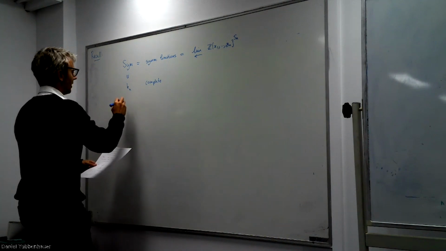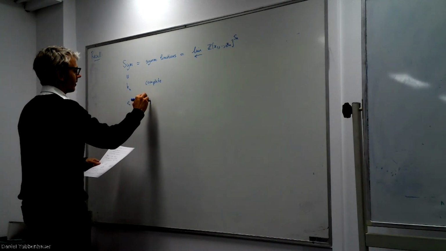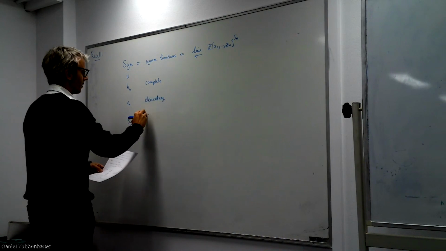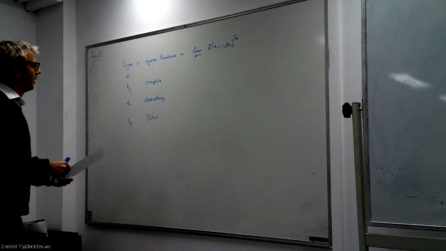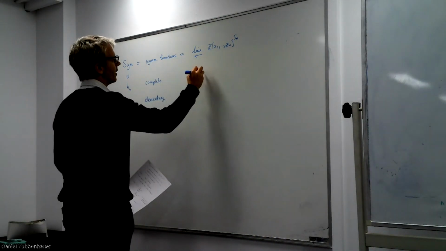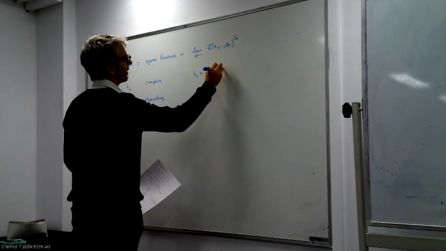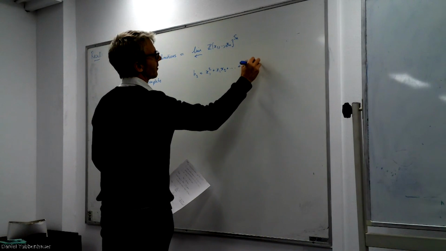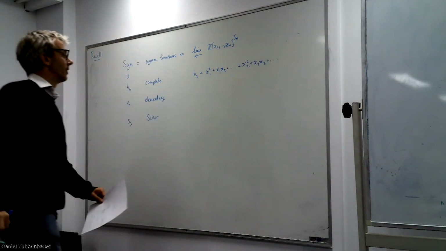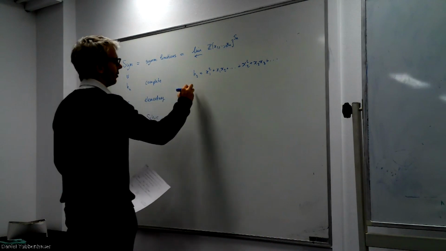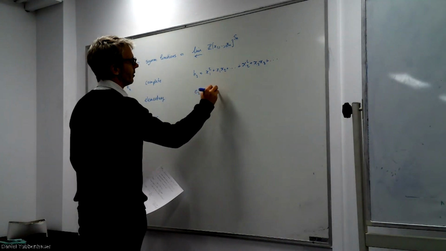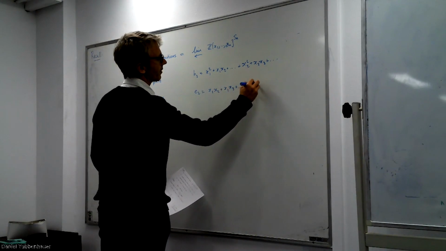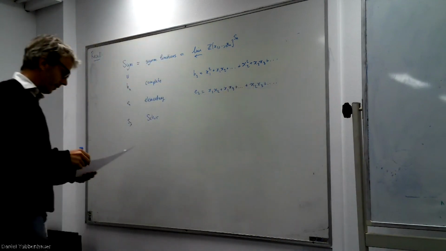And inside here we have h_n, complete symmetric functions, we have e_n, elementary, and we also have s_lambda, Schur functions. So for example, h_2 is x1 squared plus x1 x2 plus x1 x3 plus x1 x4 plus x2 squared plus x2 x3 plus off to infinity. e_2 is x1 x2 plus x1 x3 plus x1 x4 plus x2 x3 plus off to infinity.